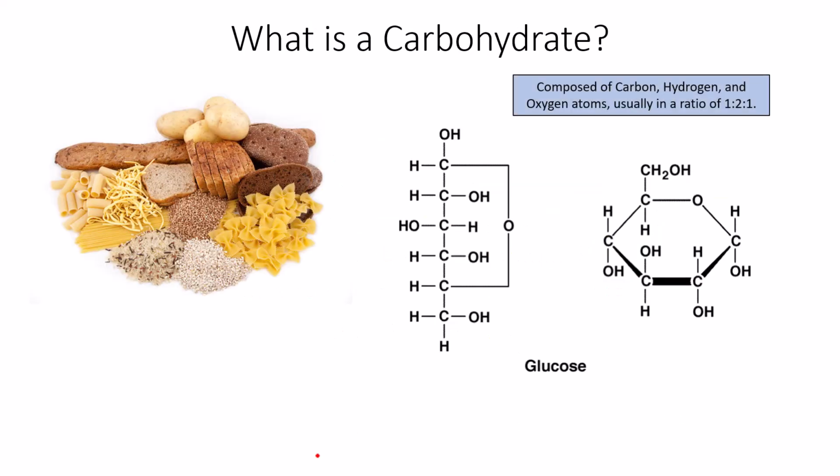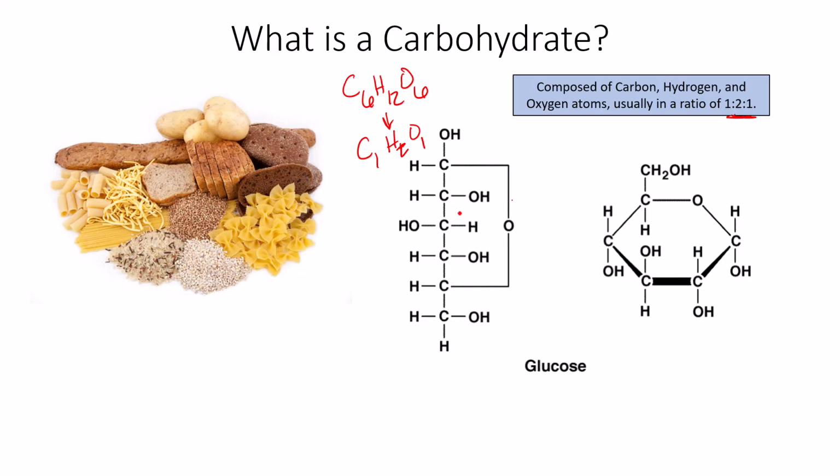Carbohydrates are no different. Carbohydrates are composed of carbon, hydrogen, and oxygen atoms, usually in a 1 to 2 to 1 ratio. So when you see carbohydrates written like glucose, which is one of our most basic carbohydrates, glucose has a chemical equation of C6H12O6. Again, that is carbon, hydrogen, oxygen in a 1 to 2 to 1 ratio. If you were to simplify this, it would be simplified down to C1H2O1.